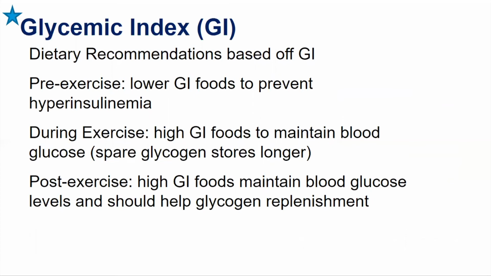If you are exercising and you need to replenish your carbohydrates or fuel, a high GI food would be a good alternative. So this would include sports drinks, those gel packets. Anything with a high GI content will help support your carbohydrate fuel source during exercise. And then post-exercise, eating a high GI food will help to maintain blood glucose levels and help glycogen replenishment.